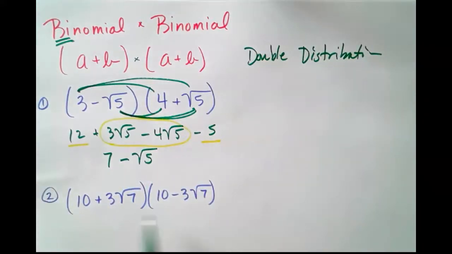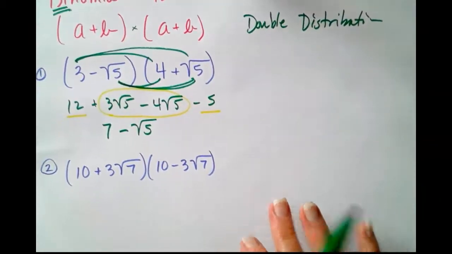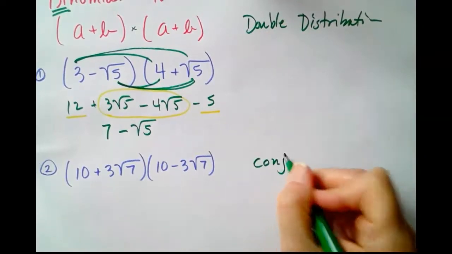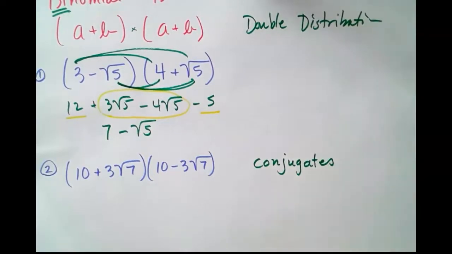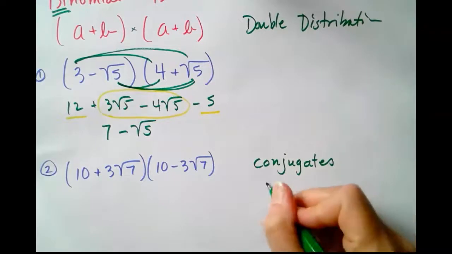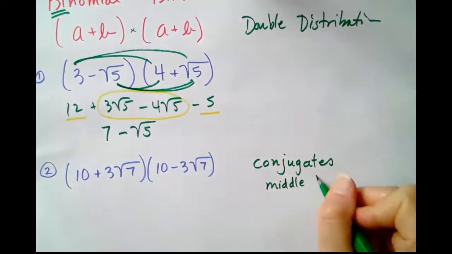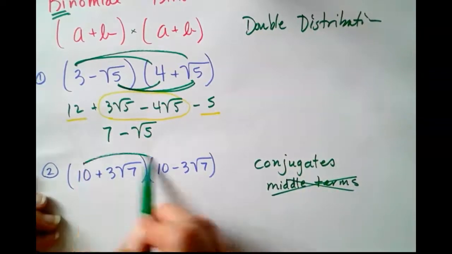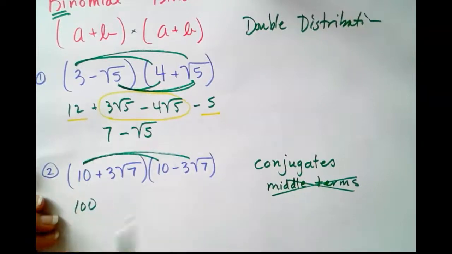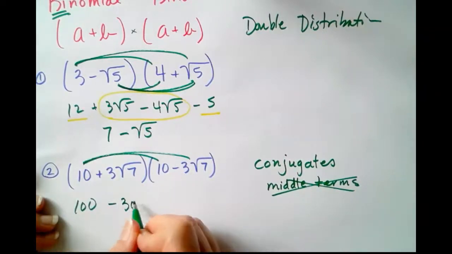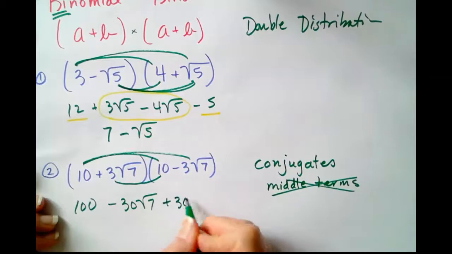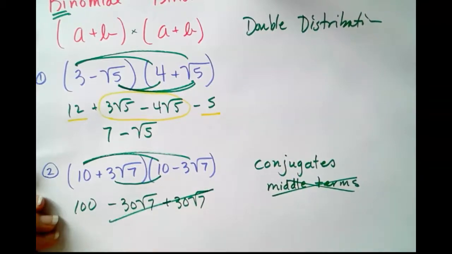Let's do it again. And remember that these two binomials have a special name. We looked at them in the previous video. One's a sum, one's a difference. They are called conjugates. And when we multiply conjugates together, the middle terms will cancel. So let's do the double distribution here. So 10 times 10 is 100. 10 times -3 root 7, -30 root 7. And then positive 3 root 7 times 10, plus 30 root 7. Those are those middle terms that are canceling.